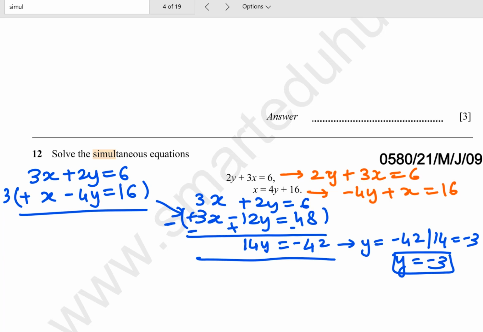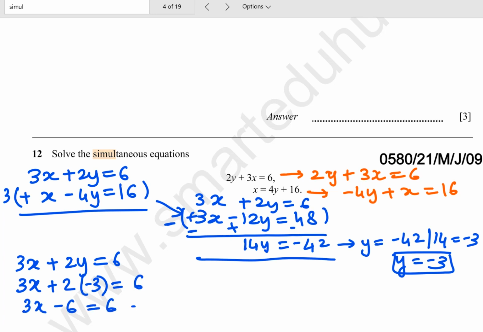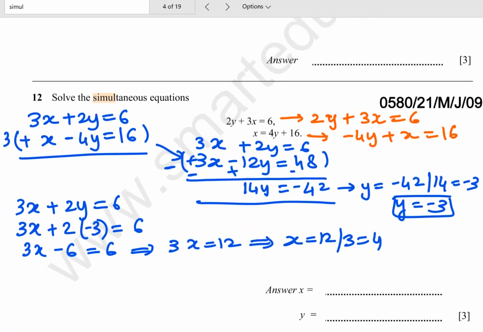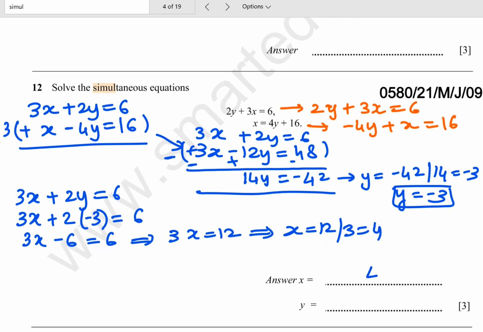Now let's substitute the value of y. So 3x plus 2y equals 6. So 3x plus 2 into y, which is minus 3, equals 6. So 3x minus 6 equals 6. That gives me 3x equals 12. That gives me x equals 12 divided by 3, which is 4. So my x is 4 and my y is minus 3.